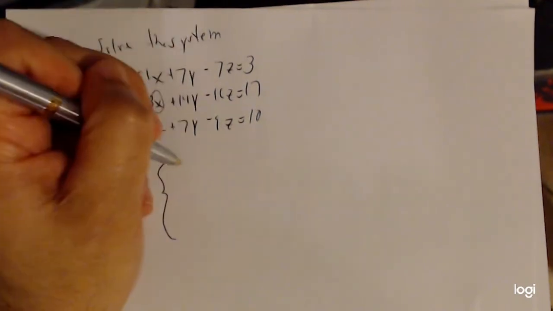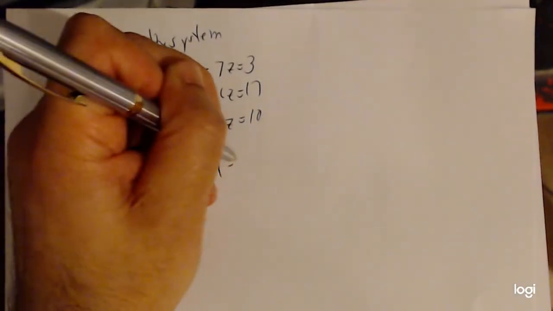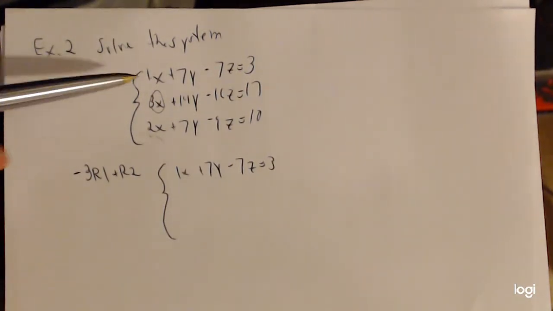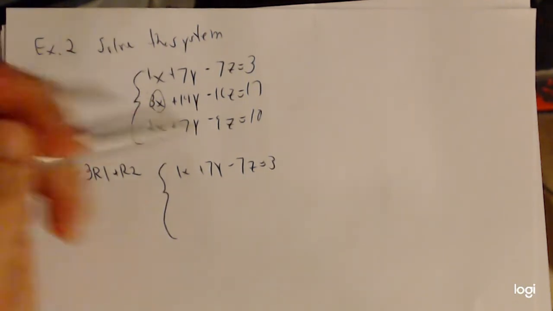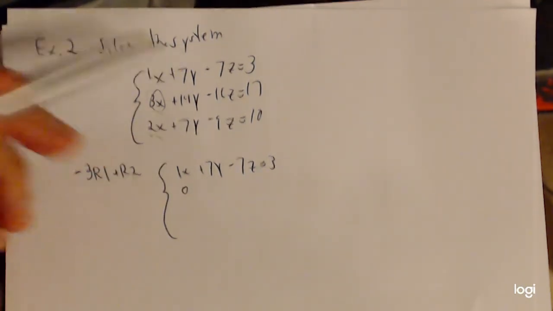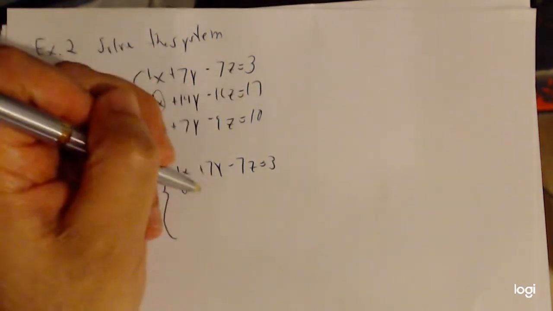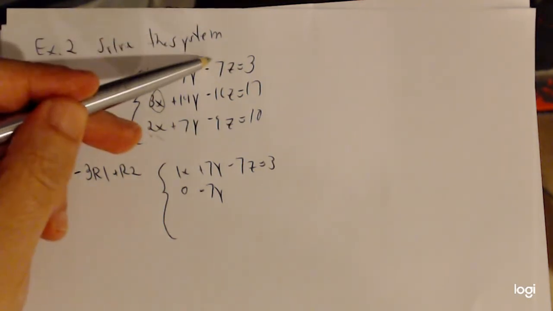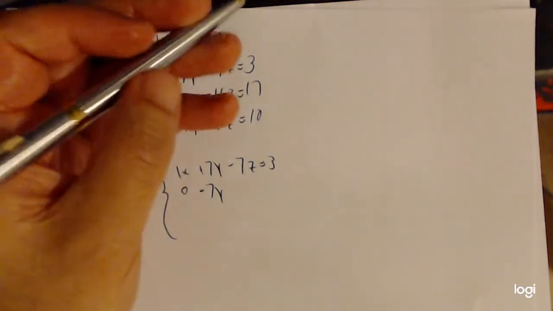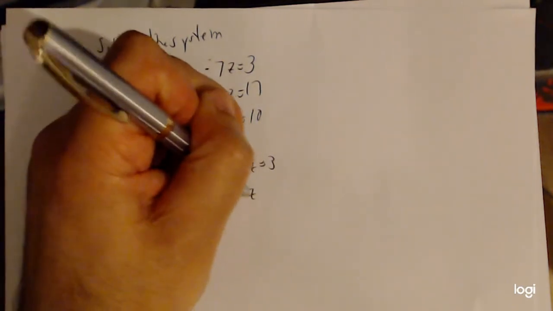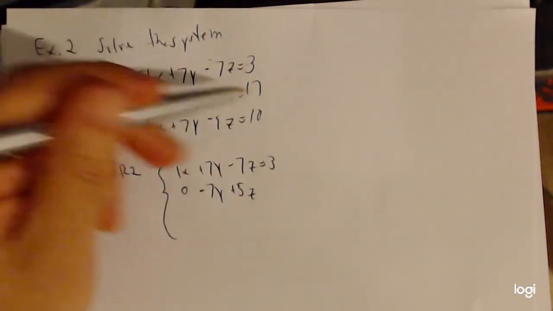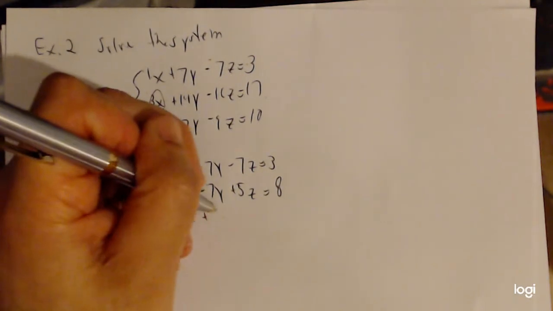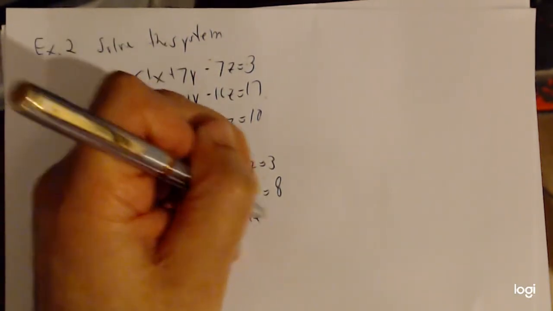So what's going to happen here? This will be 1x plus 7y minus 7z equals 3. Now remember, I'm changing row 2, right, because of my notation. So negative 3 times 1x is negative 3x plus 3x, that's 0. Negative 3 times 7y is negative 21y plus 14y is negative 7y. Negative 3 times negative 7z is 21z, minus 16z, that becomes 5z. Negative 3 times 3 is negative 9 plus 17, that's 8. Okay, and then we have 2x plus 7y minus 9z equals 10.